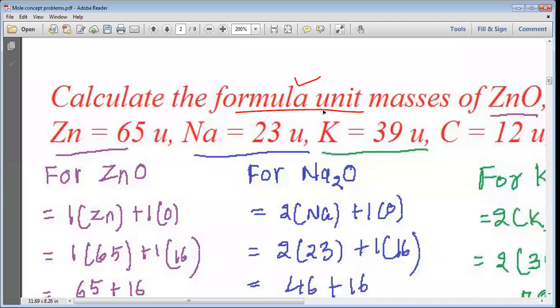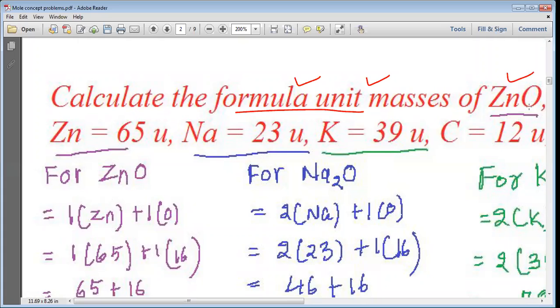The formula unit mass, if we define, we can say that formula unit mass is the sum of the atomic masses of all the atoms present in the ionic compound. Once again, what is the definition of formula unit mass? Formula unit mass is the sum of the atomic masses of all the elements present in the ionic compound. That is the definition for the formula unit mass. Let us calculate the formula unit mass for the various compounds.